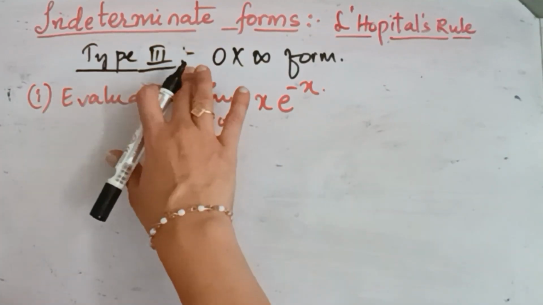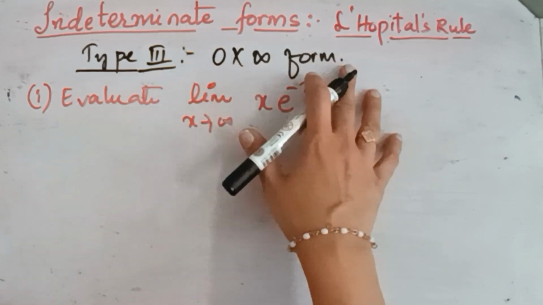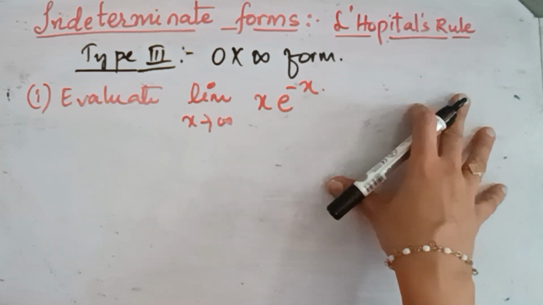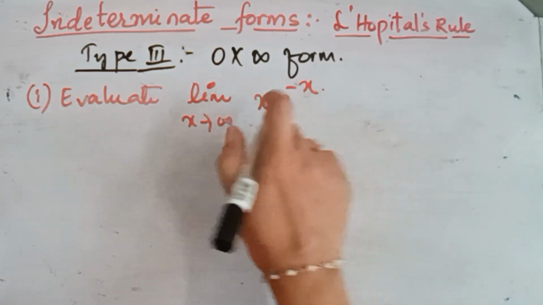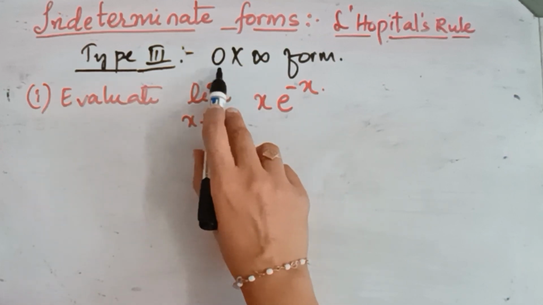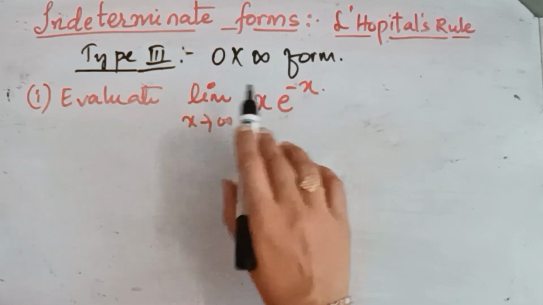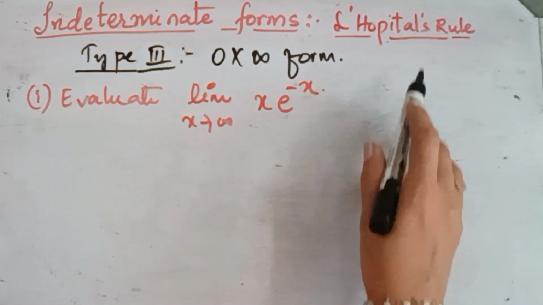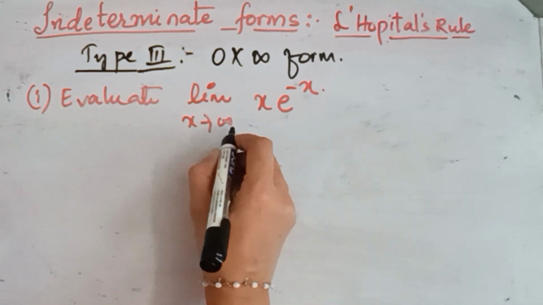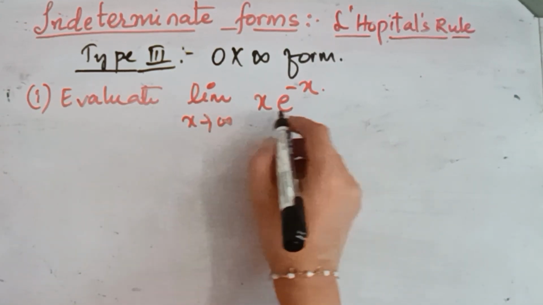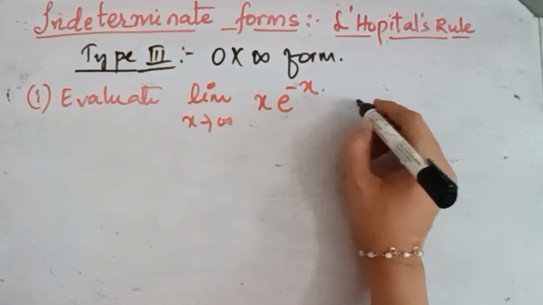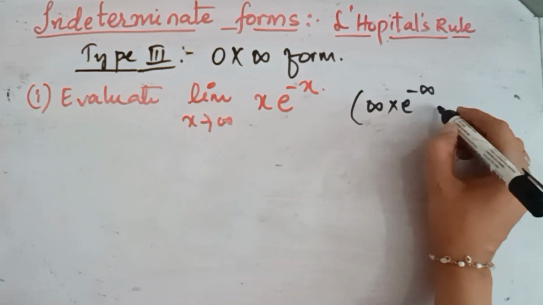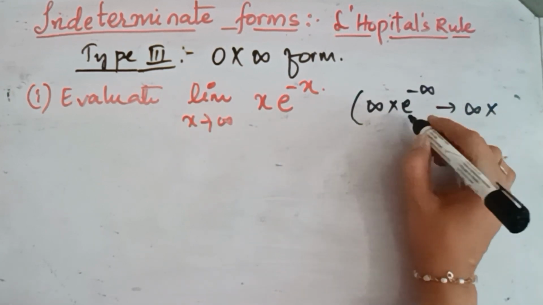See, type 3 problems are in the form 0 into infinity form. Usually L'Hopital's rule is applicable for 0 by 0 and infinity by infinity kinds of indeterminate forms. Now if you have any indeterminate form as 0 into infinity, then you have to convert it into either 0 by 0 form or infinity by infinity form, so that you can go with L'Hopital's rule. Now see this problem: evaluate the limit as x tends to infinity of x into e power minus x. When you apply the limit, this gives you infinity into e to the power minus infinity, which is nothing but infinity into 1 by e to the power infinity.